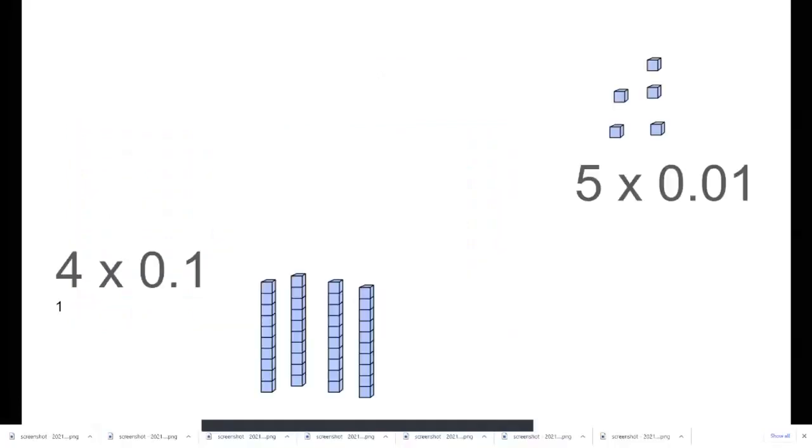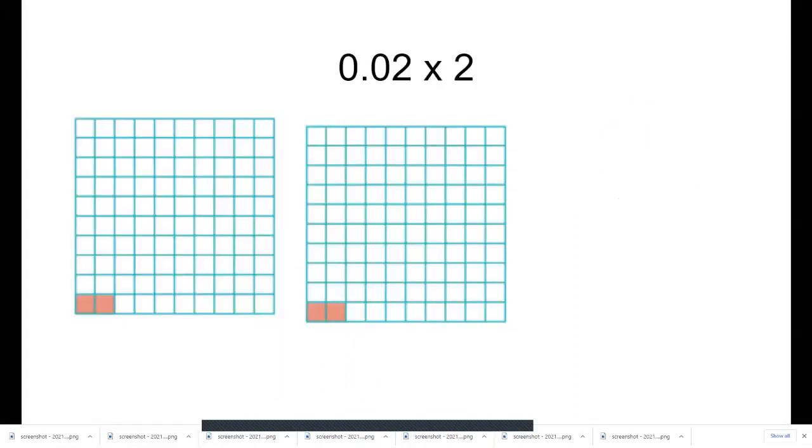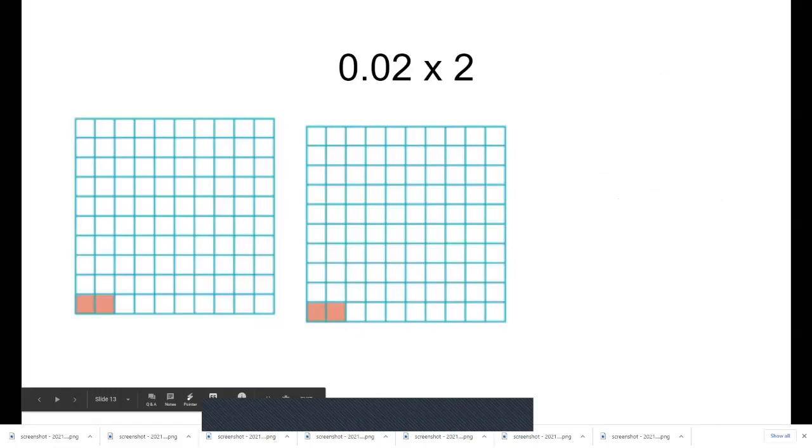We saw this yesterday with 4 groups of 1/10 or 5 groups of 100th. But it can also work when it's not just a place value spot, like tenths or hundredths. Like here we have 200ths times 2. We could count up how much we have. 100th, 200ths, 300ths, 400ths. So 200ths times 2 is 400ths. Let's write that down.